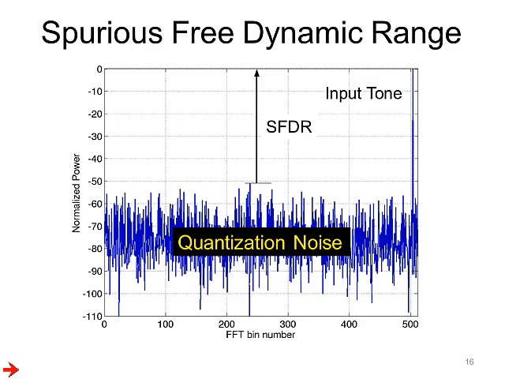Another dynamic performance metric relevant especially in communication is the spurious free dynamic range. This is the ratio of the peak input signal power to the highest spur sticking out of the quantizer noise spectrum.